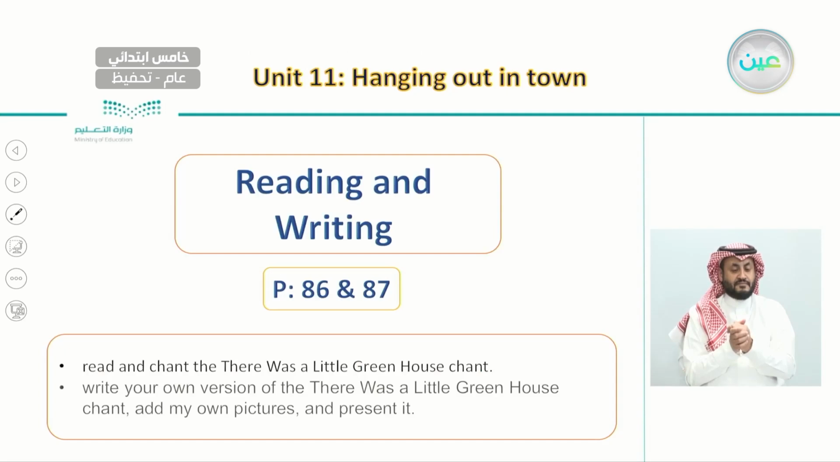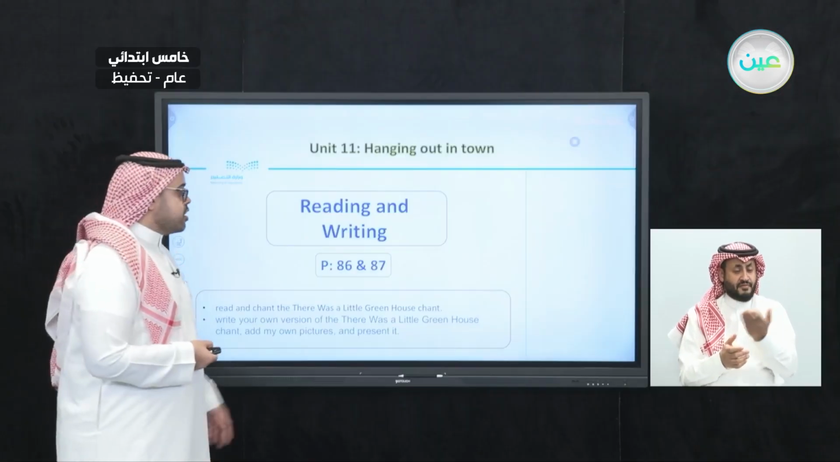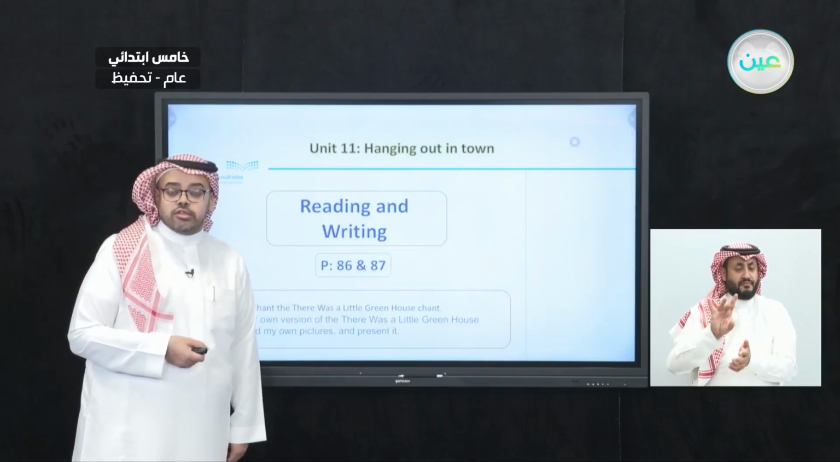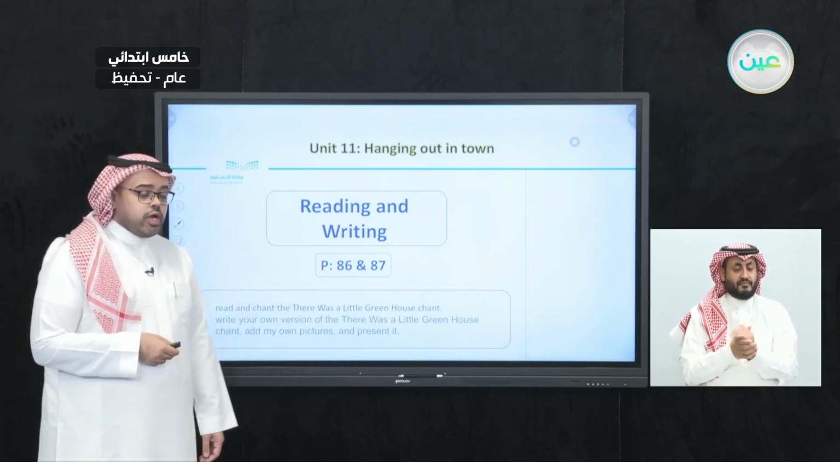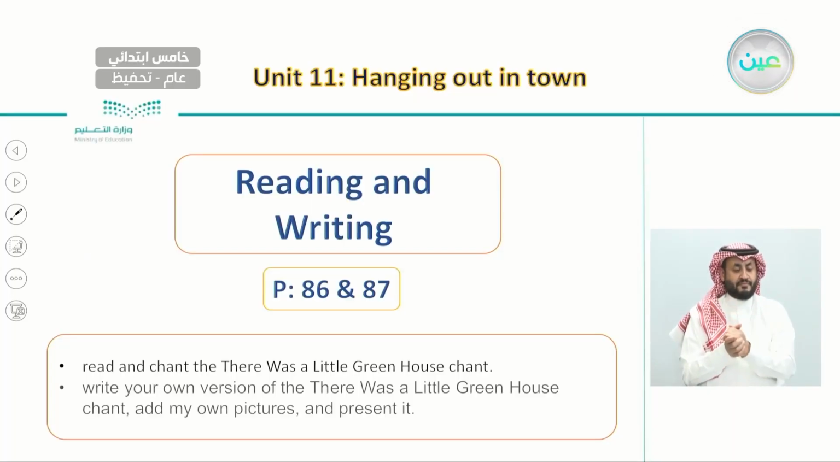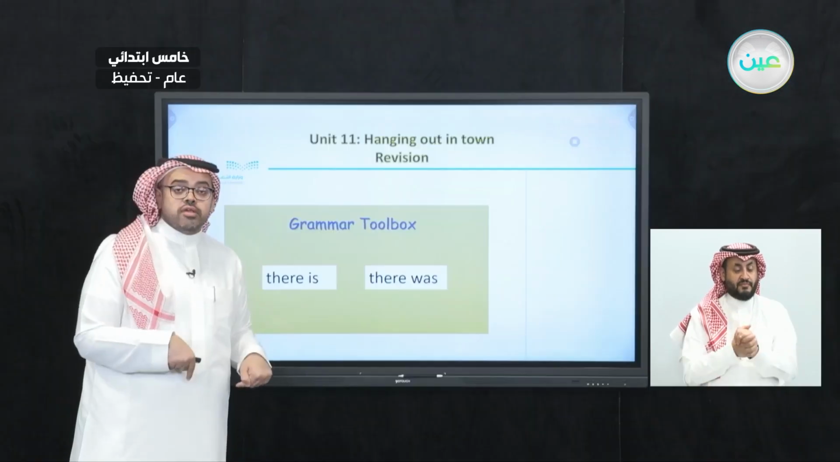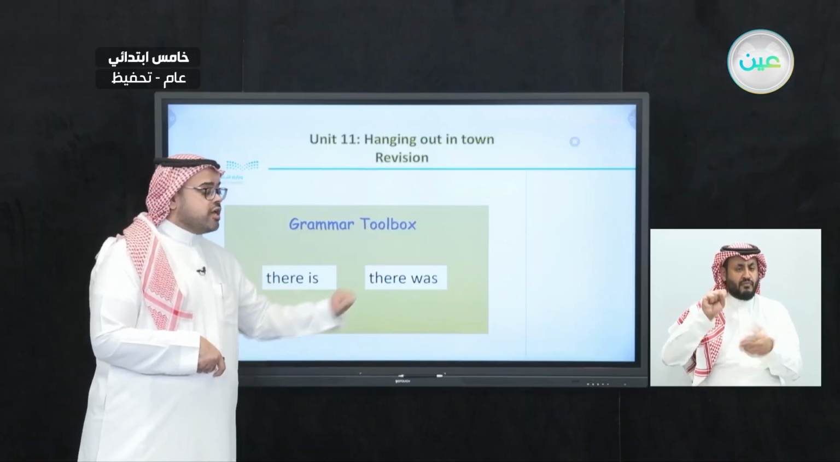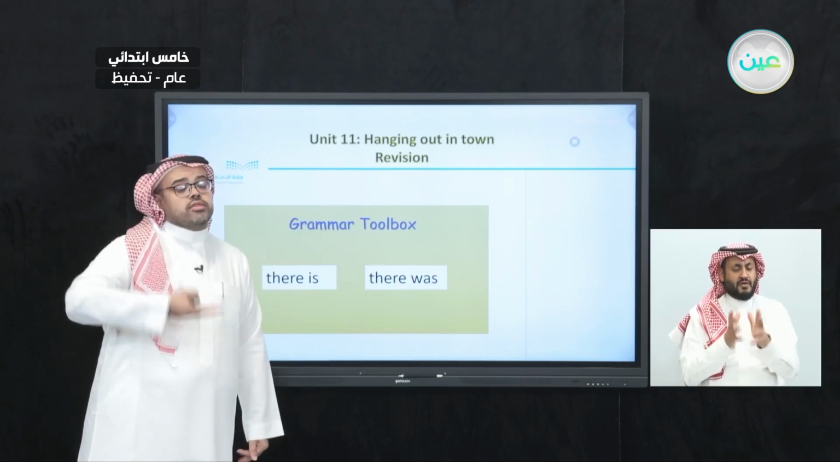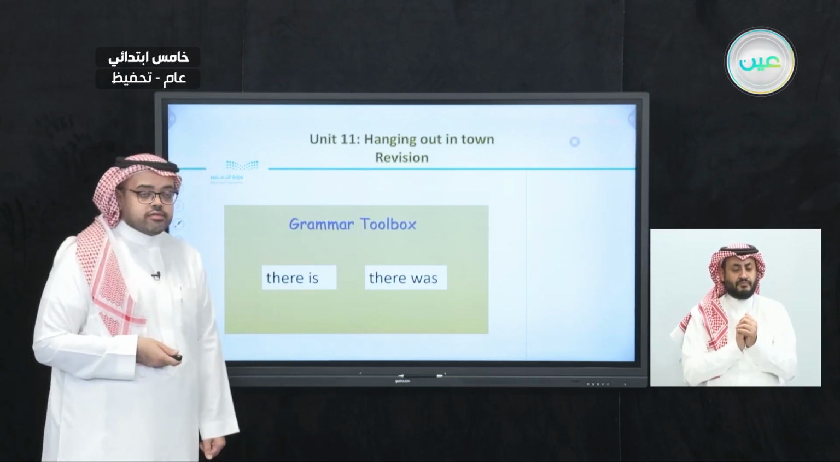And after this, we had the reading and writing lesson that can be seen on pages 86 and 87. And our goals were that we are able to read and chant "There was a little greenhouse" chant, and to write our own version of this chant by changing or using our own pictures and changing some words. And we said that it is important that we learn that when we say there is, we mean that there is something in the present. And the past of this sentence is there was, to talk about something that was in the past.